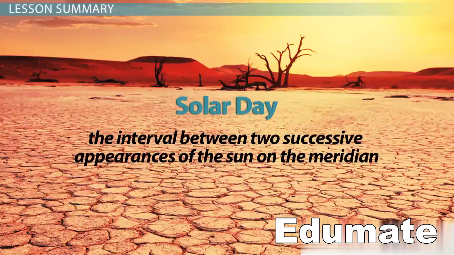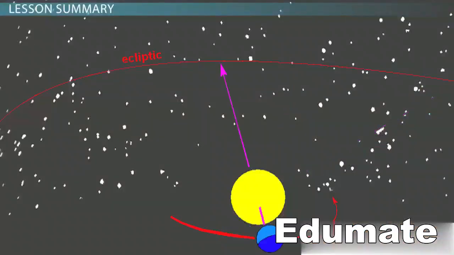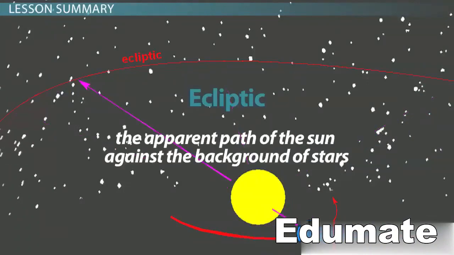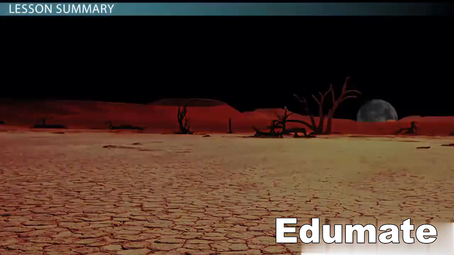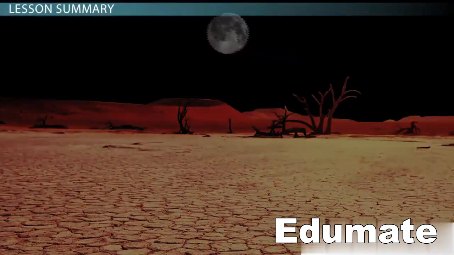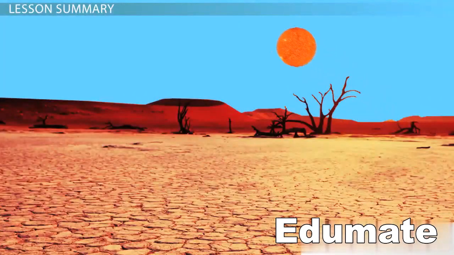A solar day is the interval between two successive appearances of the sun on the meridian. The length of the solar day varies slightly during the year because the sun moves along the ecliptic at a varying rate. The ecliptic is the apparent path of the sun against the background of stars. Consequently, people keep time using a fictitious sun, one that has a noon exactly 24 hours apart, regardless of whether the real sun is on the meridian at 12 or not.